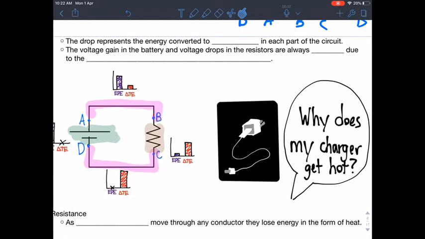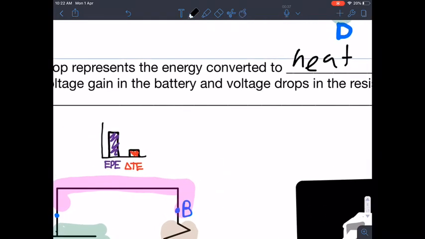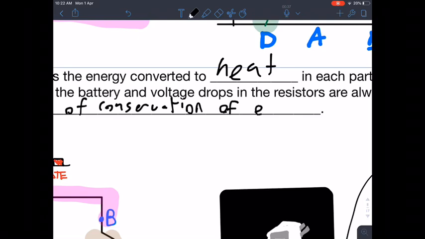All right. The drop that we're seeing represents the amount of energy that is converted to heat in each part of the circuit. The voltage gain and the voltage drops in the resistors are always going to be equal due to the law of conservation of energy. What do I mean by that?